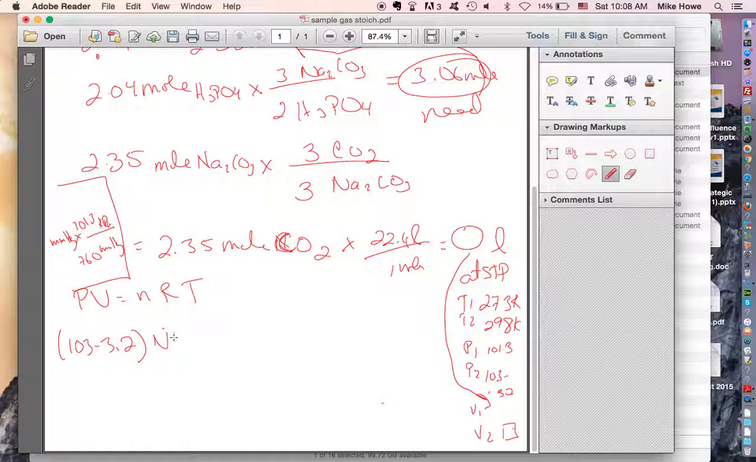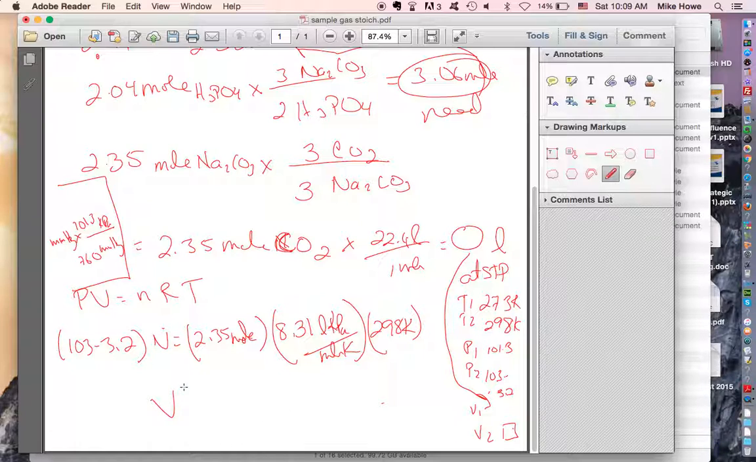Volume you don't know, so just put a V in. Moles you know is 2.35. Alright, R for kilopascals, the value on your table is 8.31 liter kilopascals per mole Kelvin. Now I gave you a little reference sheet that had all kinds of gas law information on it. That reference sheet tells you this value of R. And the temperature would be 298 because it's 25 C, so you put 298 in. Then you solve for volume. So I'll go ahead and do that real quick.